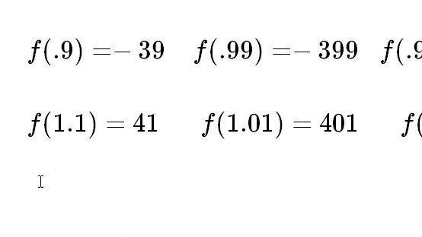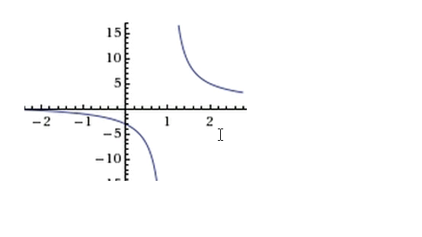Let's look at a graph. Here's a graph of that function. Here's 1, and as you can see, coming in from the right-hand side, the graph is going up to positive infinity, and coming in from the left-hand side, it's going down to negative infinity.